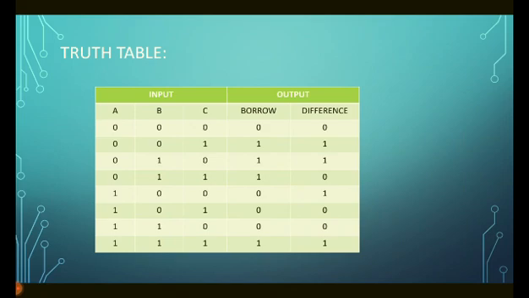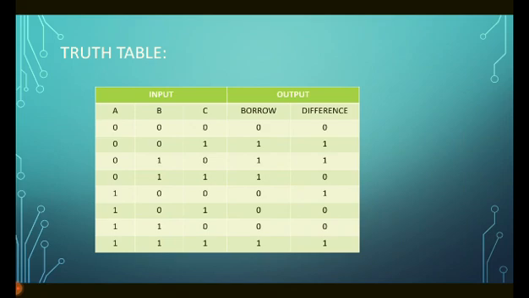So this is the truth table. Totally here we have 3 inputs and 2 outputs. So when we give all the 3 inputs as 0, the borrow and difference is 0. When we give input value for C, the output value of borrow and difference is 1. When we give input value for B, the output of borrow and difference is 1. When we give input value for B and C, the output value of borrow is 1. When we give input value for A, the difference value is 1.